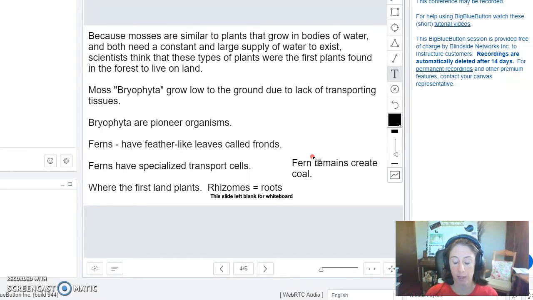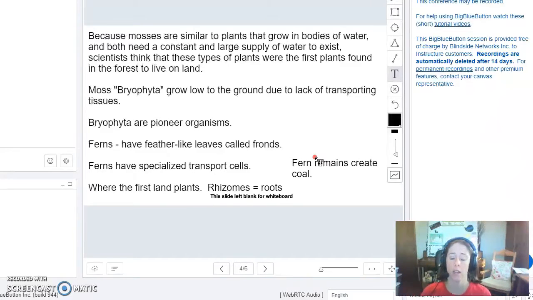So bryophytes, they grow low to the ground. Okay, this is important because of their lack of transporting tissues or transporting cells within their bodies. So within the bryophyte, there's no transporting tissues, there's no transporting cells. So they're small, they're close to the ground so that the water and the nutrients are able to easily flow throughout their small and short bodies. It doesn't have far to travel.